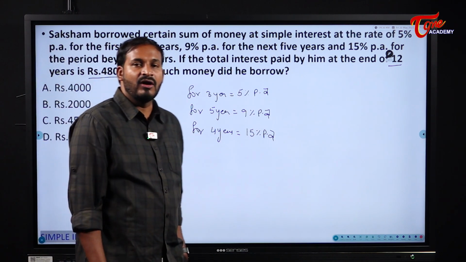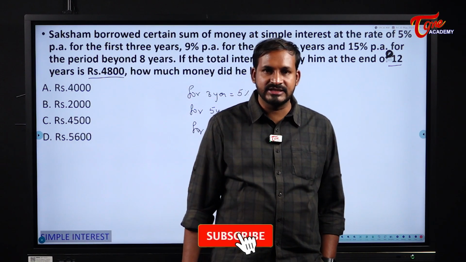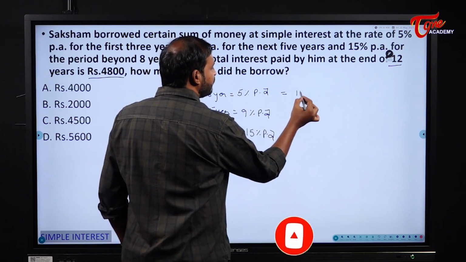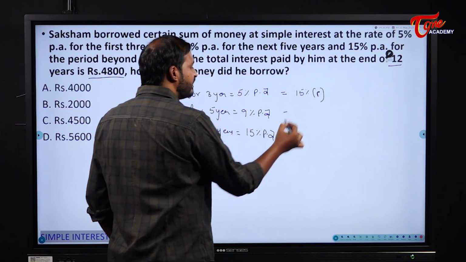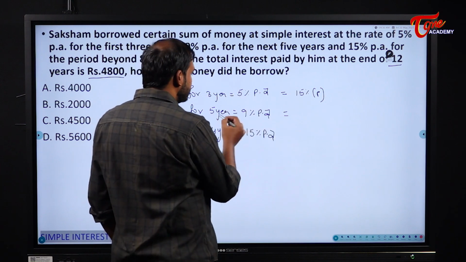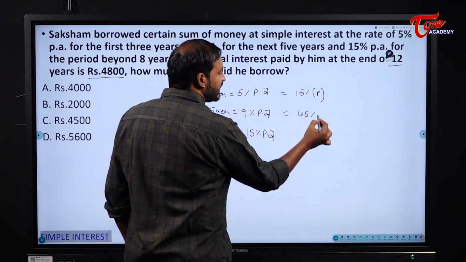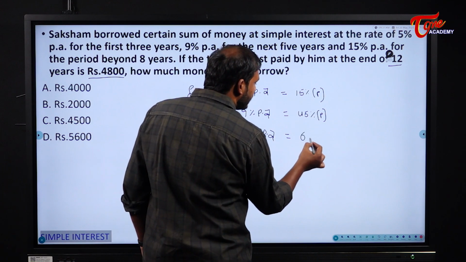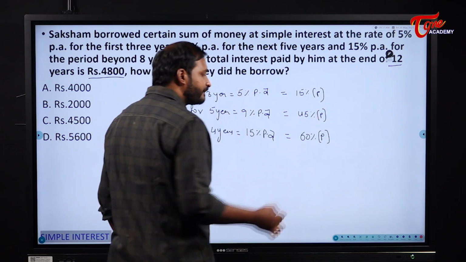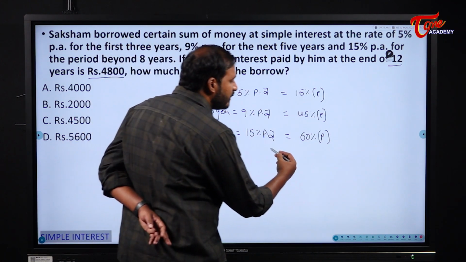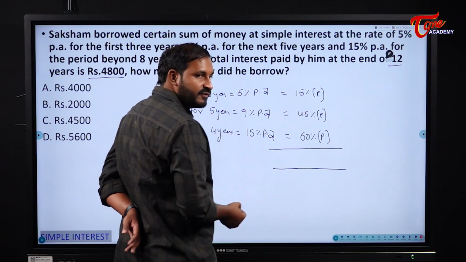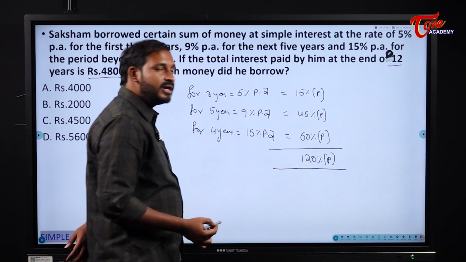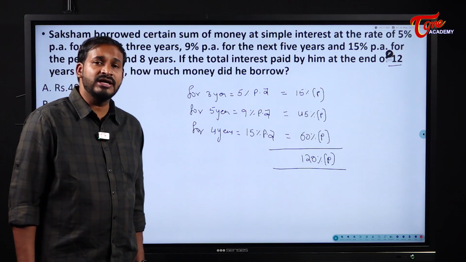Now see here, students. What does our interest mean? TR percentage, right? So what is TR percentage in this case? 3 5s are 15% of P. This is the interest he will pay for the first 3 years. Next for 5 years, 9 5s are 45% of P. This is the interest he will pay for the next 5 years. And 15 4s are 60, that means 60% of principal. Now what is the total interest you need to pay? 15 plus 45 is 60. 60 plus 60 is 120% of principal. That means you need to pay 120% of principal as interest in this case.